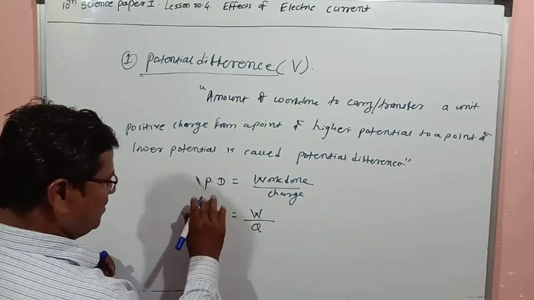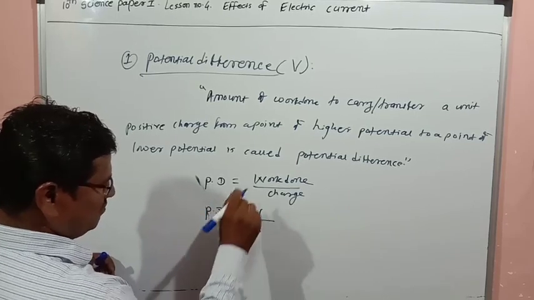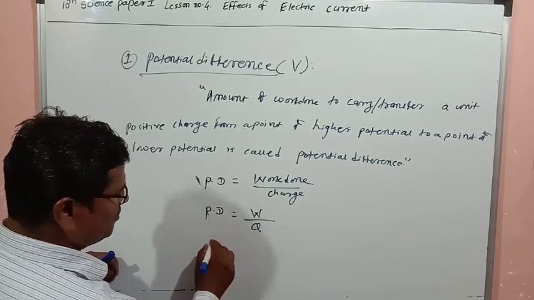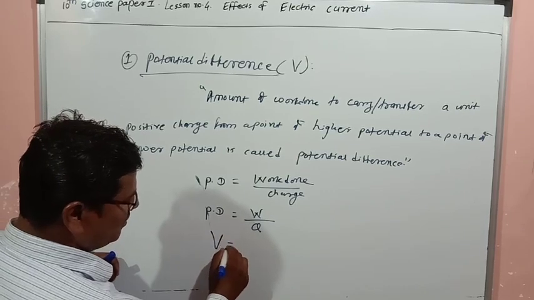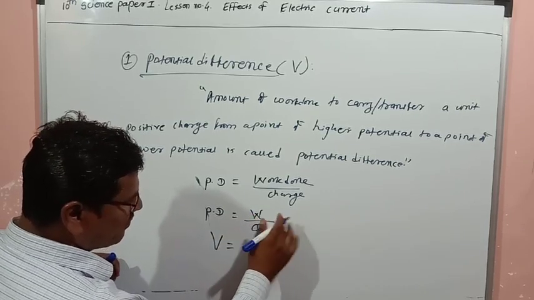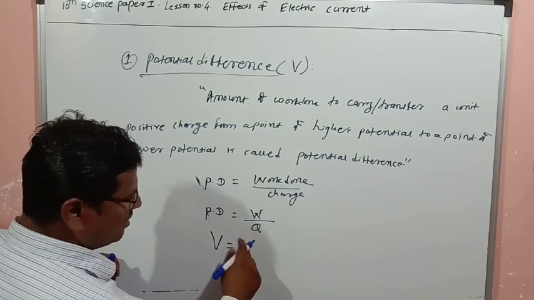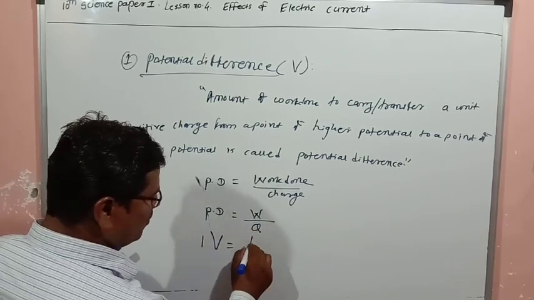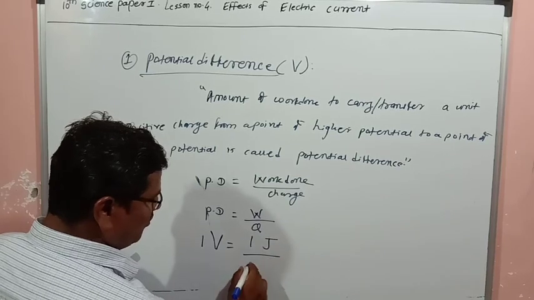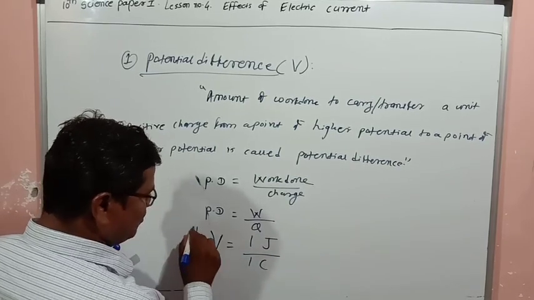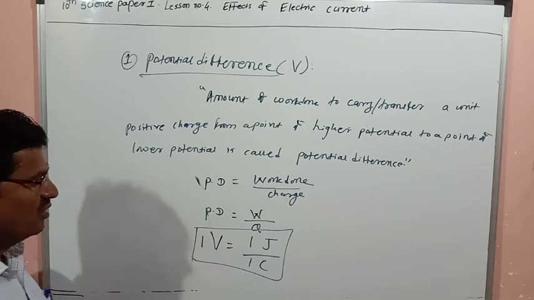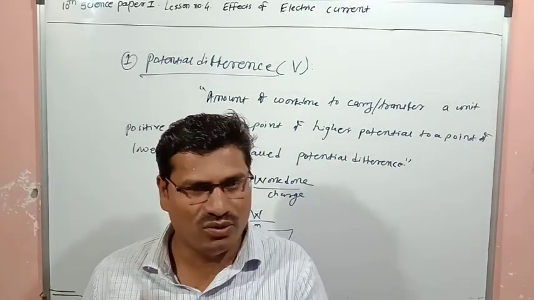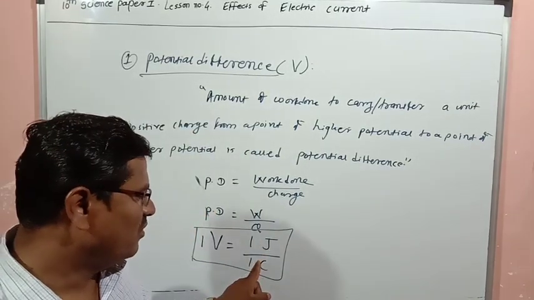Suppose that potential difference we are taking as voltage, V is equal to W upon Q, and that W, work done, is in Joules. So 1 volt is equal to 1 Joule upon 1 Coulomb. So 1 volt potential difference is equal to 1 Joule upon 1 Coulomb.